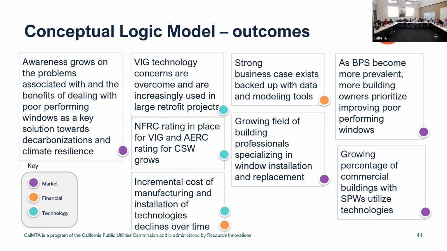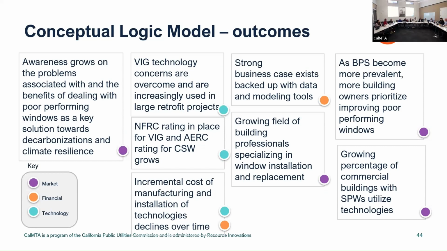Then lastly, outcomes. We do all of this, highlighting awareness of the problems with windows, highlighting awareness of the solutions that are available, BIG and secondary windows, ratings in place so that people can trust that these products are going to deliver the savings that they purport to deliver, bringing down the incremental costs. So now that they understand the value that they're going to get, the products are more accessible because they're more affordable. Strong business case backed up with data and modeling. So confidence again that the realized benefit is going to align with the reported benefit.